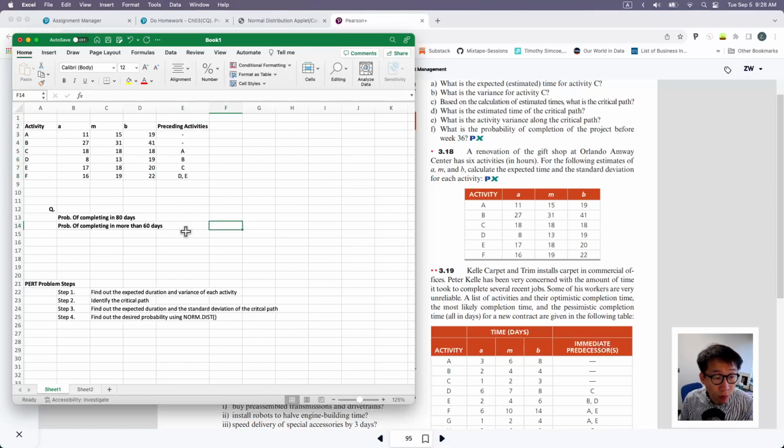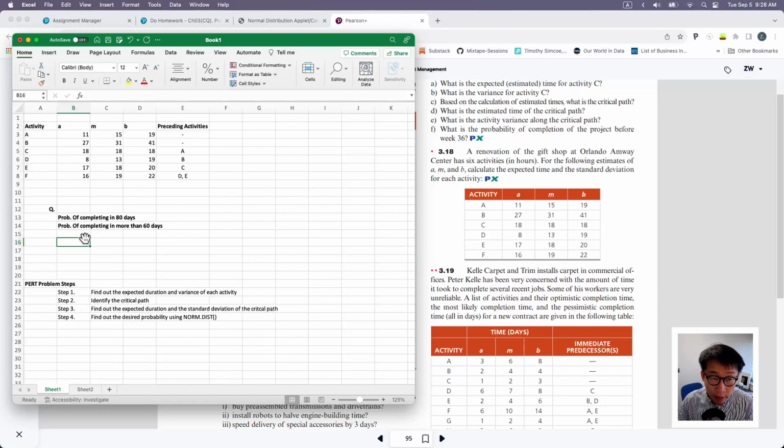Basically, those are the steps I'm going to take, one at a time. A key question here is that I'm trying to answer two questions. Number one, what is the probability of completing in 80 days? Number two, what is the probability of completing in more than 60 days? As you may recall, to answer those two questions, you need to know the expected duration and the standard deviation of the critical path. So eventually we need to get there.